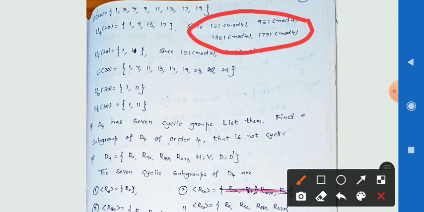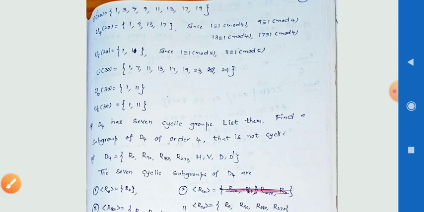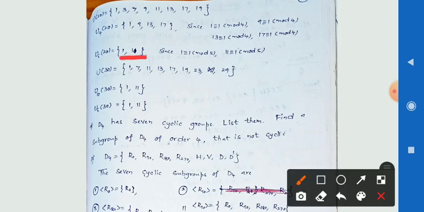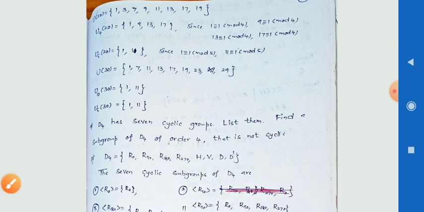Similarly U5(20). Here U5(20) means the elements 5 into 1 is 5, 5 into 2 is 10, 5 into 3 is 15, 5 into 4 is 20, so the elements of U5(20) must be 1 and 11. Since 1 is congruent to 1 mod 5 and 11 is congruent to 1 mod 5. Like this I am taking another set, U(30).